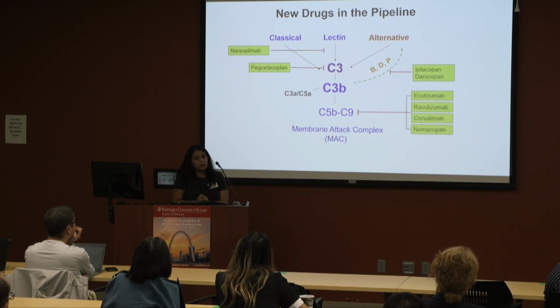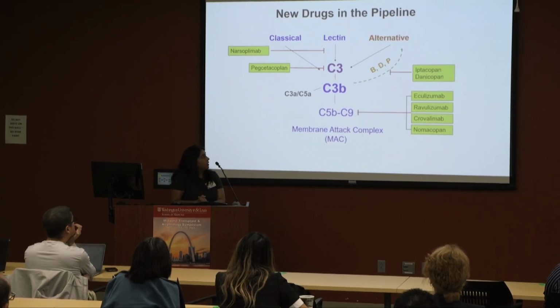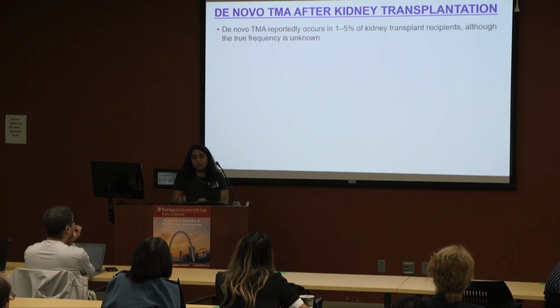Danicopan was a factor D inhibitor that looked promising but hasn't moved forward. And then, C3, we are expecting results on the C3 inhibitor to come forward as well. Two other things I wanted to touch on.